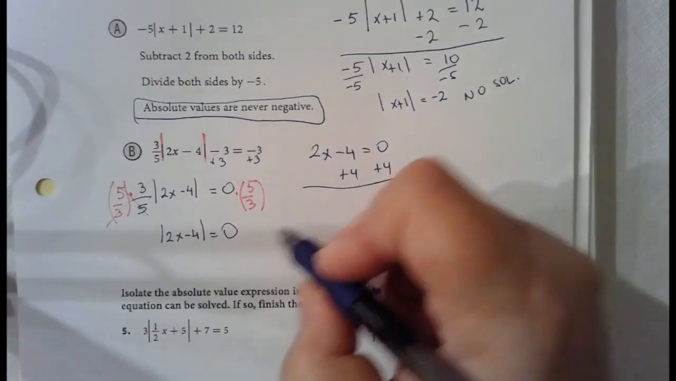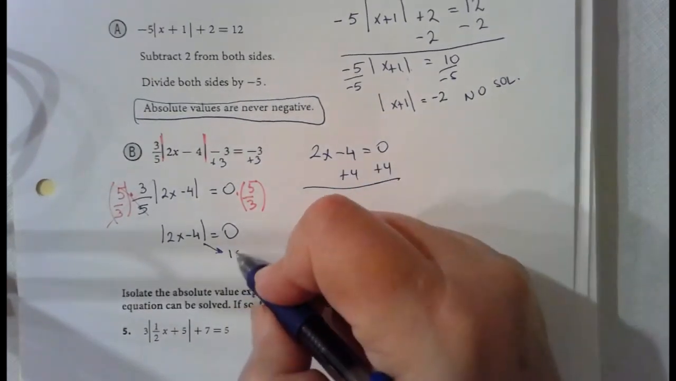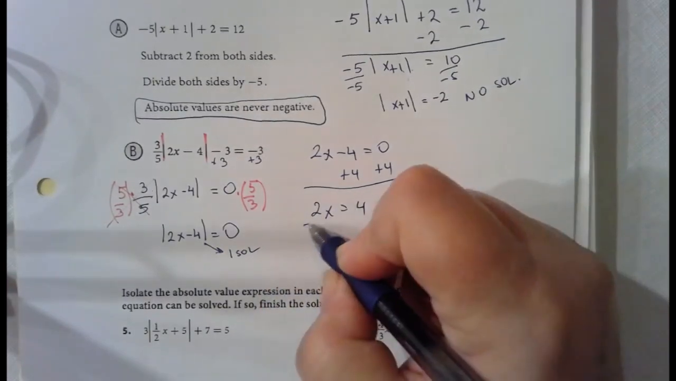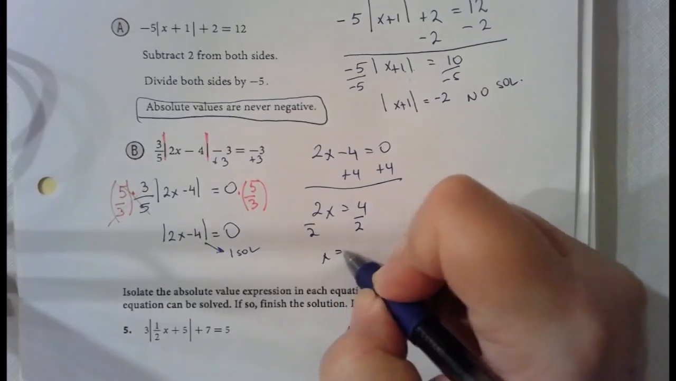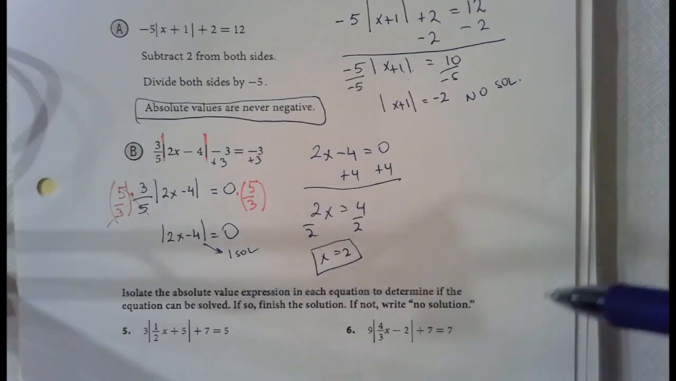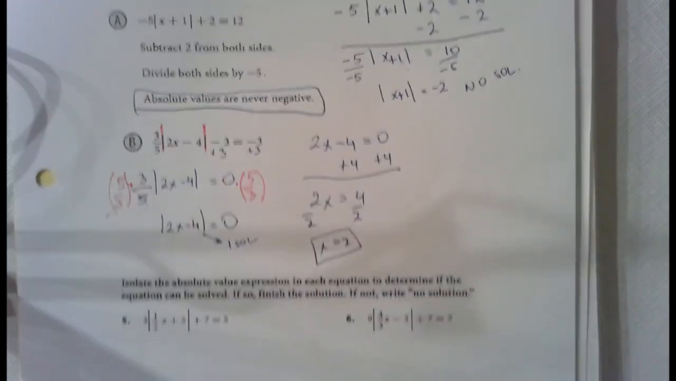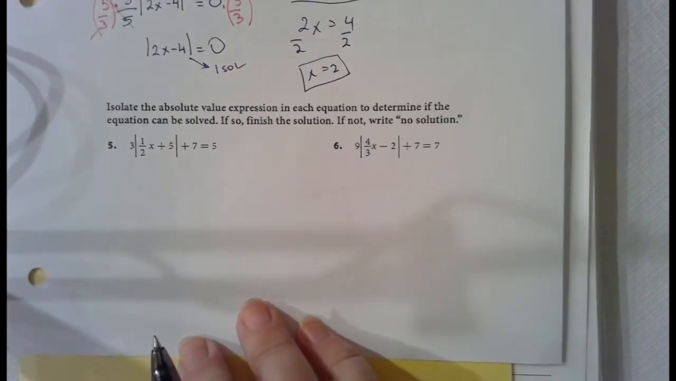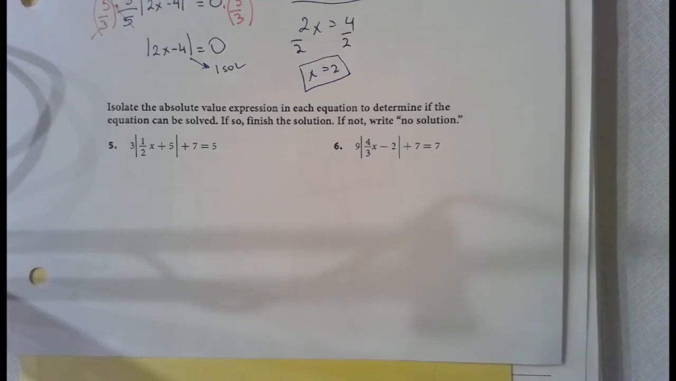Solve for x, because you're only going to have one solution. So 2x equals 4, divide by 2, x is equal to 2. So one solution, and that's x is equal to 2. Okay, isolate the absolute value expression and solve. So see if you can do these two problems on your own. Go ahead and pause the video, do this on your own and then see if we match.